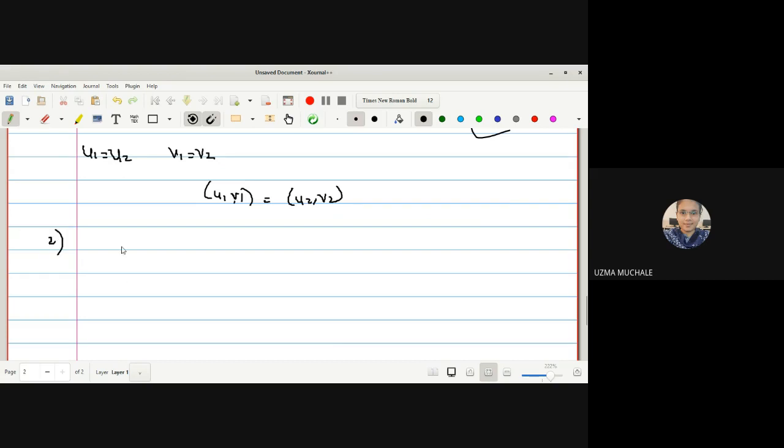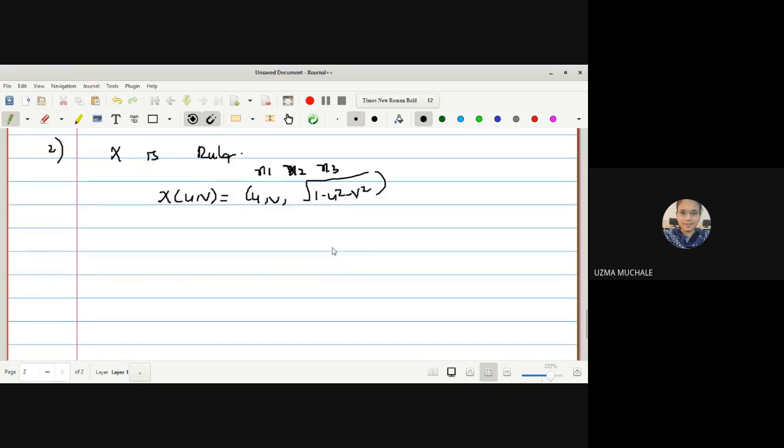Okay. Secondly, we have to prove x is regular. To prove regularity, first we have to give the names for them. X of (u, v) is equal to (u, v, under root of 1 minus u square minus v square). So this is x1 and this is x2 and x3. Right. Now let us find out the matrix.